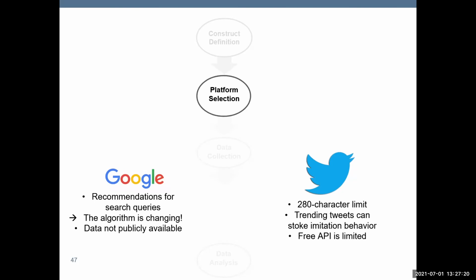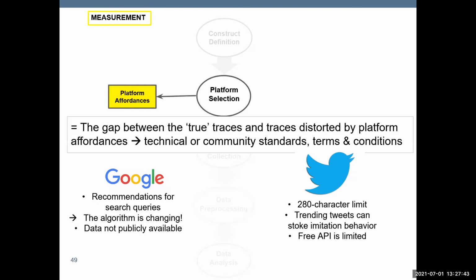For example, there's a 280 character limit, which affects how people express themselves. There's also, for example, the trending tweets option. And finally, the API only gives you certain types of data. It doesn't give you viewing data, for example. And so all of these taken together are a particular platform's affordances, and these platform affordances can distort how people behave, and as such, distort our measurement of them.